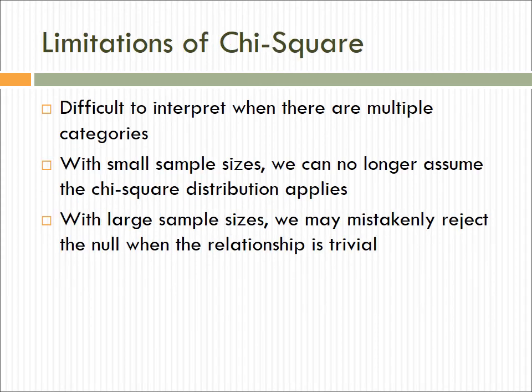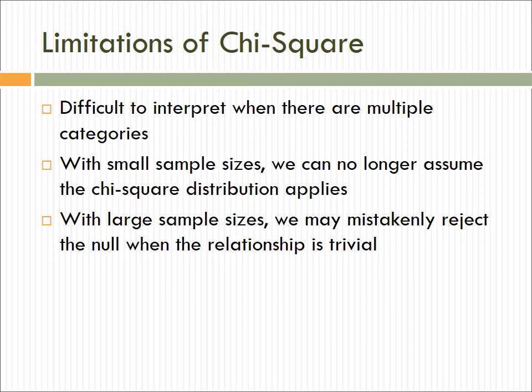So the limitations to chi-square is that if you have multiple categories such as social class, like you have lower class, middle class, upper class, elite class, etc., then you wouldn't want to use a chi-square. You want to use an ANOVA, which we'll get to later on in the class. If you have a small sample, usually less than 50, you can no longer assume a chi-square distribution applies. In most cases, if you have a small sample, less than 50, you are breaking stats rules and shouldn't be running any stats other than like percentages, measures of central tendency, measures of dispersion.